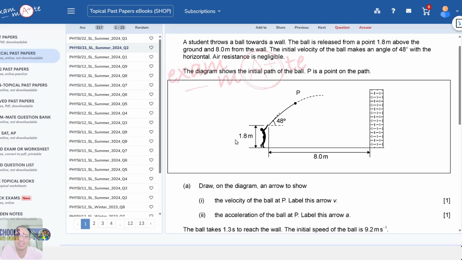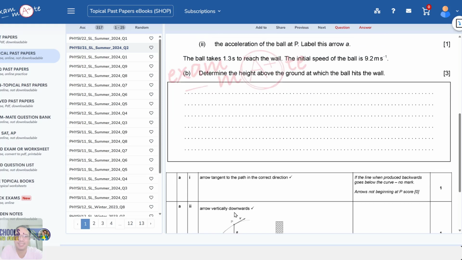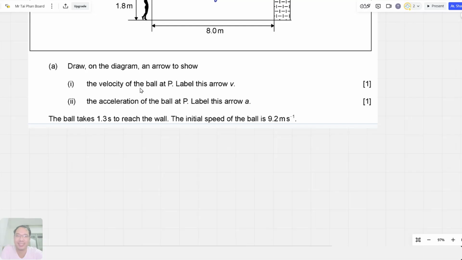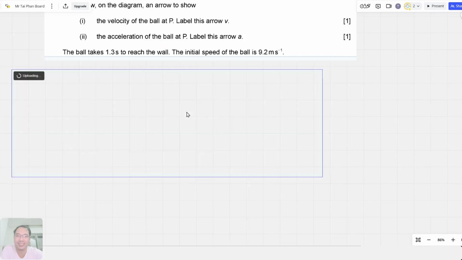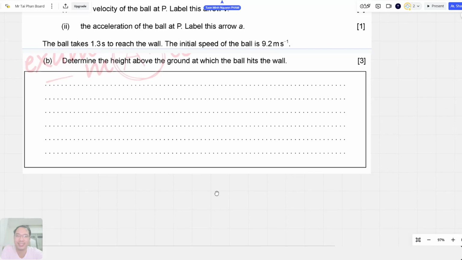Now question B. Let me take the screenshot. We do not have question C. Very simple question. Yes, only 2 parts. But we have a lot more things to practice, like energy and Newton's law for a system of 2-3 objects.